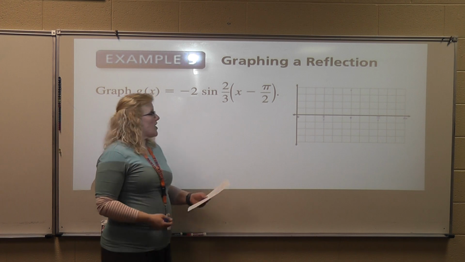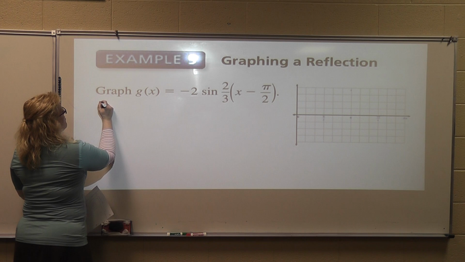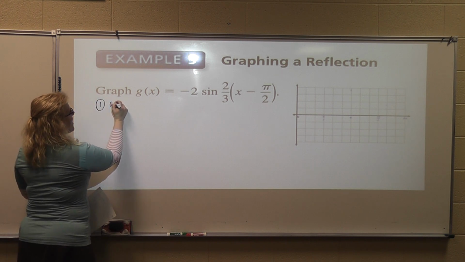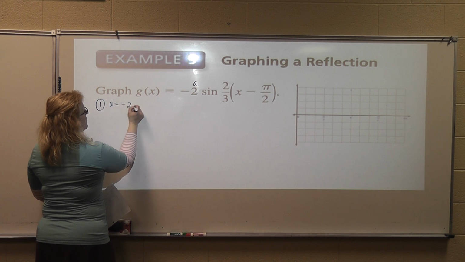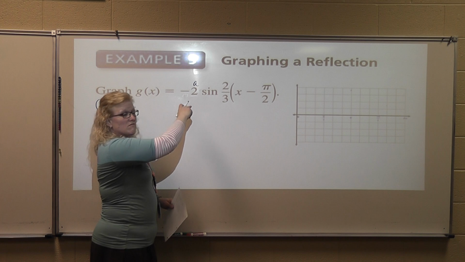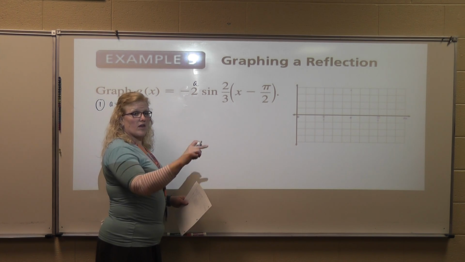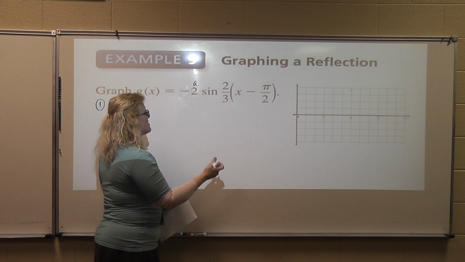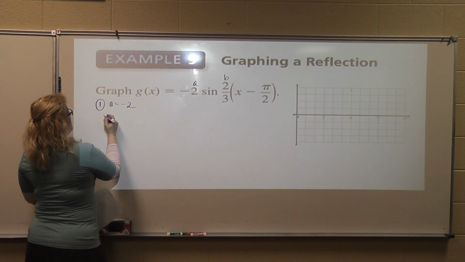Okay, so here we have this problem. I'm going to go through those steps again. Number 1, my amplitude is -2. Immediately that negative should give you some red flags, so you know that it's going to be reflected over the x-axis. So here's A.